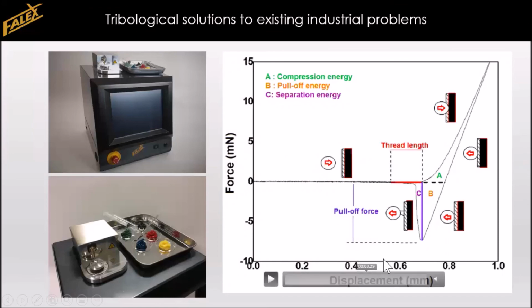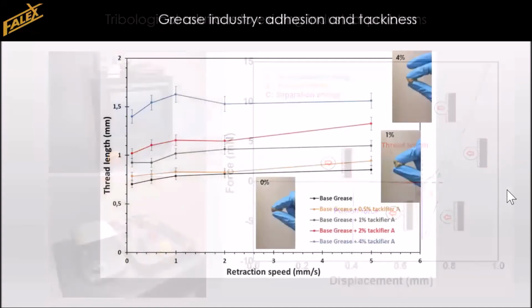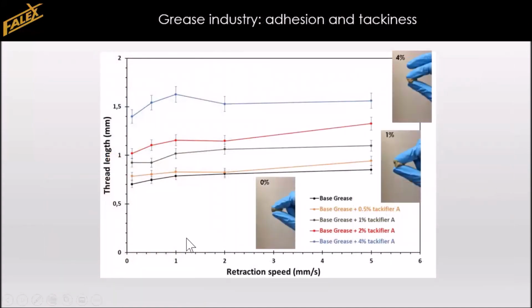Now we have this very precise measurement of displacement and force, so we can analyze curves like this and extract thread lengths and pull-off forces from some statistical experiments. When we do this, we can plot curves like this one, where we are showing the thread length that we have measured as a function of retraction speed in millimeters per second down here. And we are showing plots for a base grease without any tackifier added to it, and increasing percentages 0.5, 1, 2, and 4% of a certain tackifier.